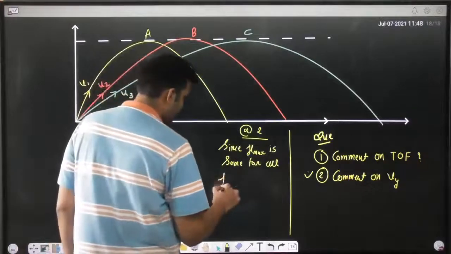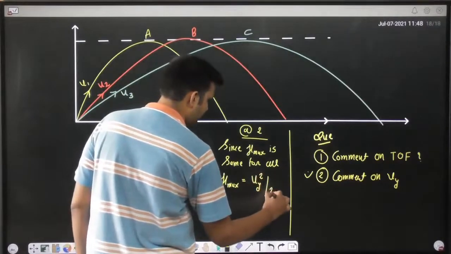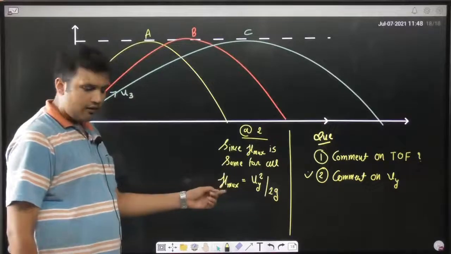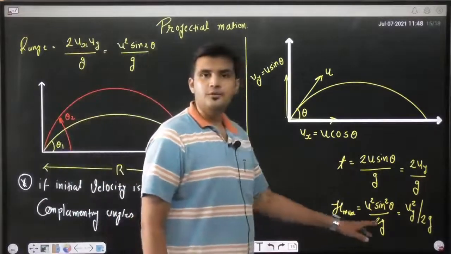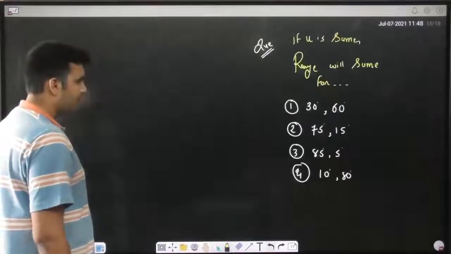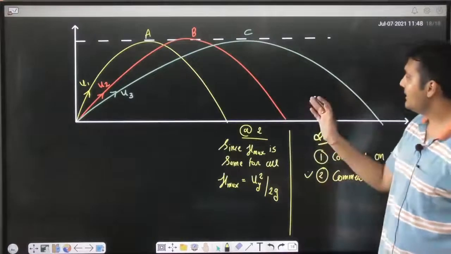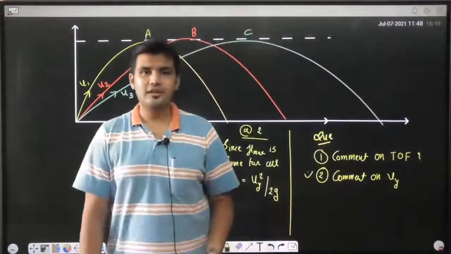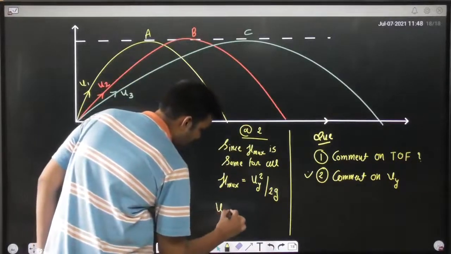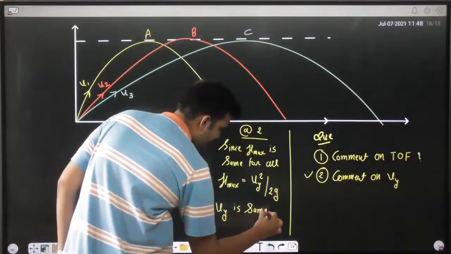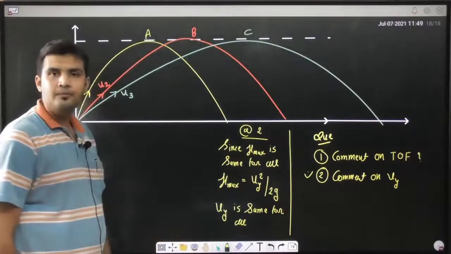What is the formula for H max? uy square by 2g. You wrote it in your copy today, we started the lecture with it. uy square by 2g for H max. So obviously g is a constant and H max is the same for all. So the y component of velocity, I repeat, the y component of velocity is the same for all. So uy is the same for all, because the height is the same.